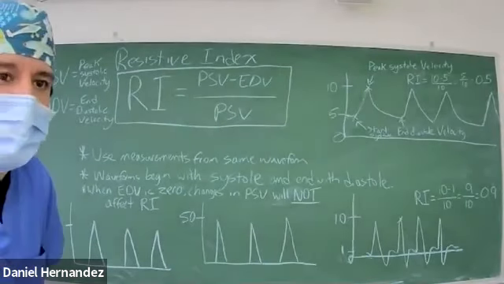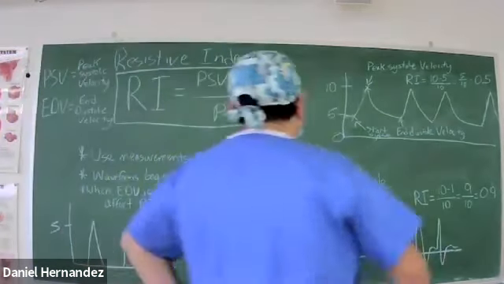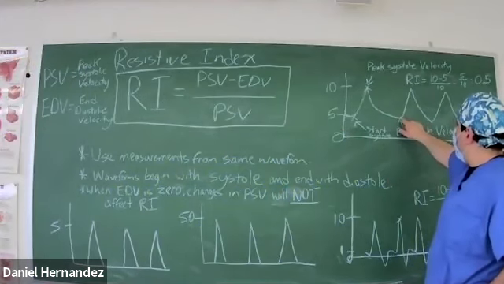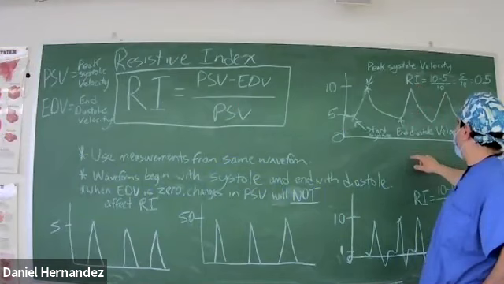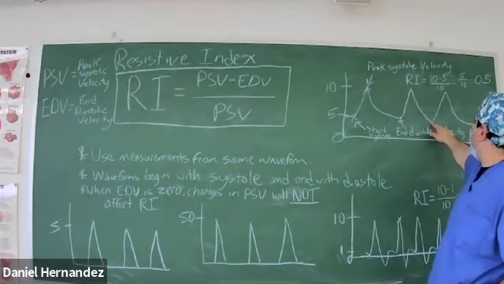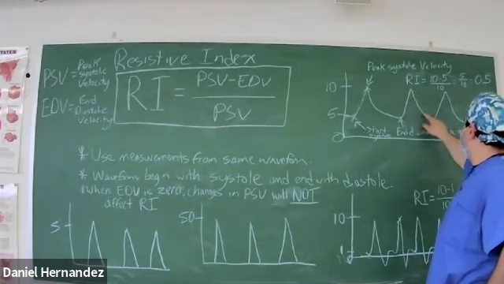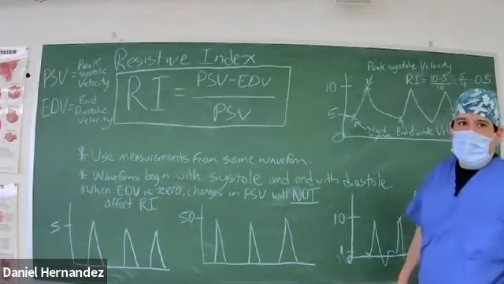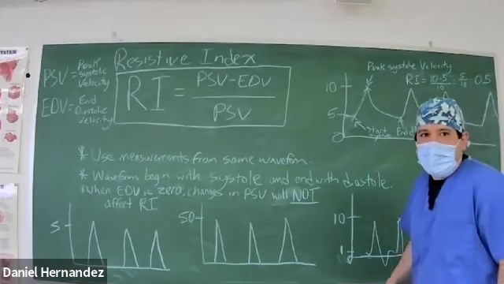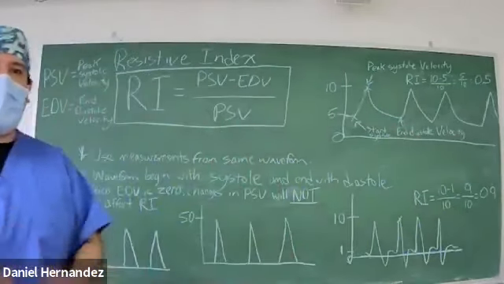Our waveform begins with systole and ends with diastole. So on your arterial waveform, it's going to start with systole, that's your systolic upstroke, and it's going to end with diastole. Diastole is the moment right before systole begins again, so that's end diastole. This is your diastolic component. When you were doing some of the carotids, you noticed that dicrotic notch in the waveform. That actually is the technical beginning of diastole.